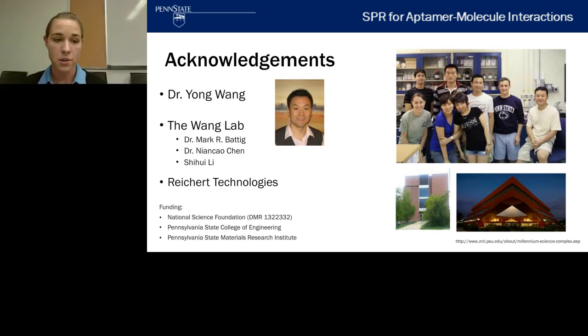So when we're evaluating aptamers binding to proteins, we often use amine coupling. And we find that this is a pretty useful way of immobilizing the proteins to the surface. And usually this system has worked out very well for our analysis.